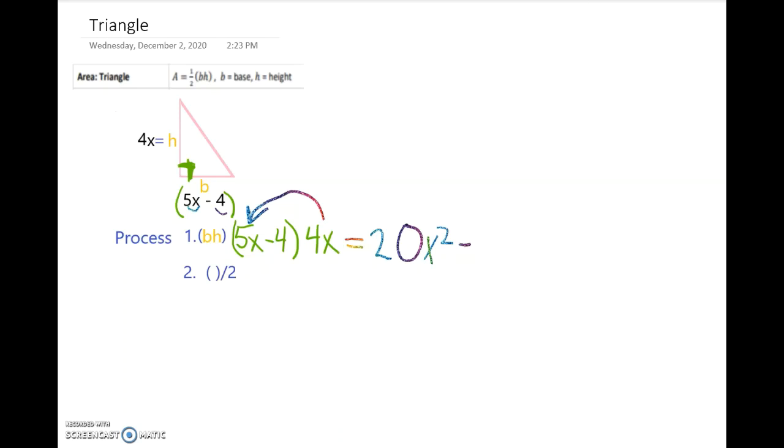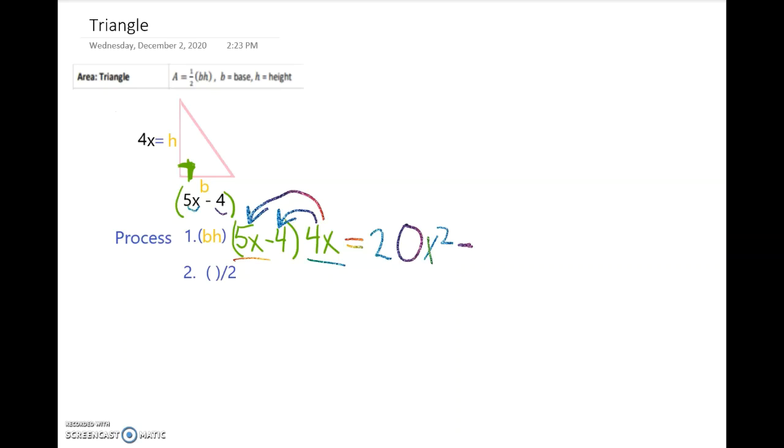So I know that's a point that we sometimes get stuck on. A lot of us want to take 4x times 5x and get just 20x. Now, x times x is x squared, not just x. Okay?